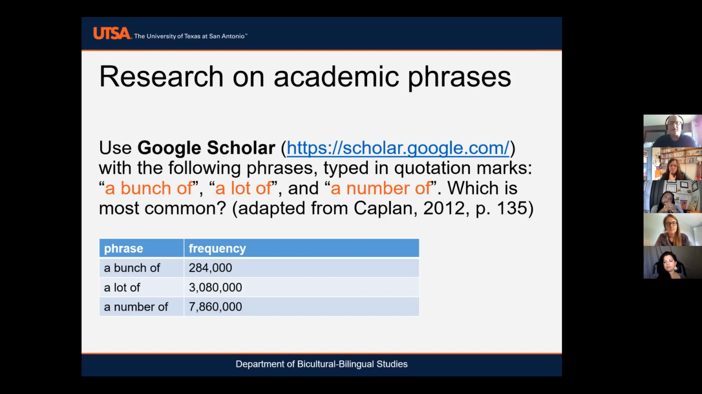So they can do a search in Google Scholar to show, as you see at the results at the bottom, that a bunch of is much less frequent than the other 2, and a number of is the most prominent. You can do this with other phrases, of course. The possibilities are endless. The students can come up with their own searches to do. This is just one example.